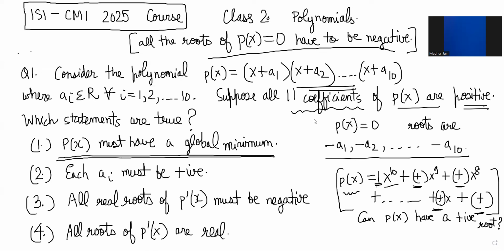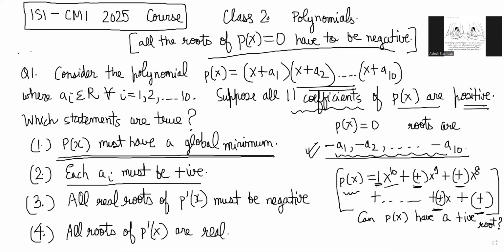Right, sir. And we already know the roots, no? Yes, sir. And now we know that all the roots have to be negative. That means minus a1 is negative, minus a2 is negative, and minus a10 is also negative, which means a1, a2, a10 must be positive. That is option two.